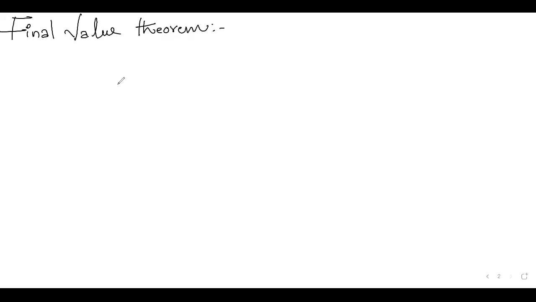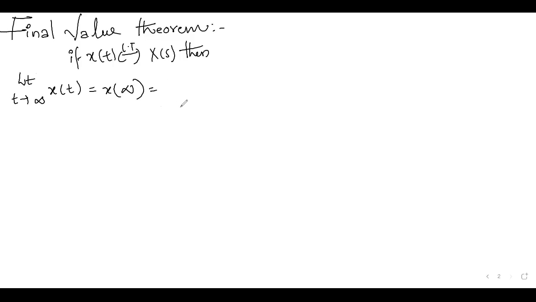Mainly the final value theorem states that if the Laplace transform of x of t is X of s, then limit t tends to infinity x of t, which is nothing but x of infinity, equals limit s tends to 0, s into X of s. This is the statement. In the same manner, you can prove this final value theorem also, but the only change is that instead of s tends to infinity as in the previous theorem, here the limit is s tends to 0. That is the only change.